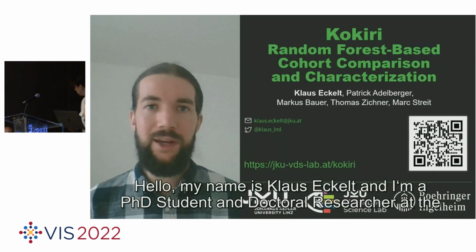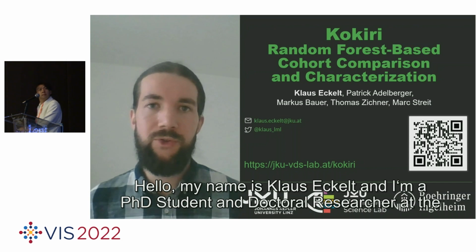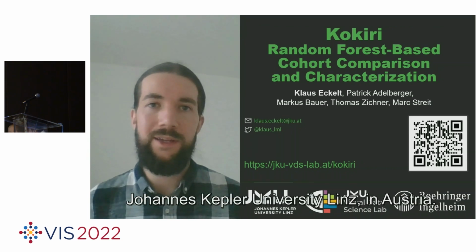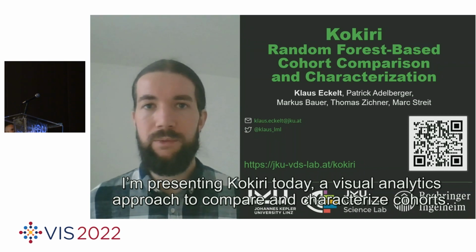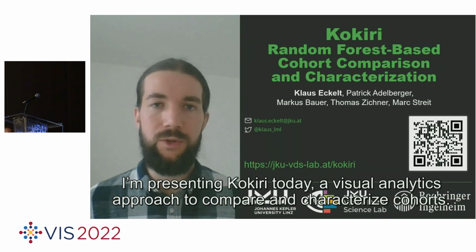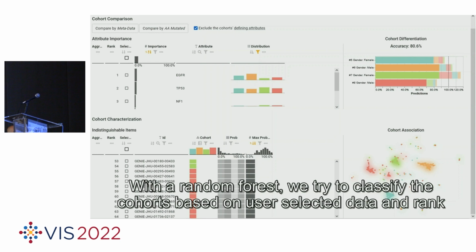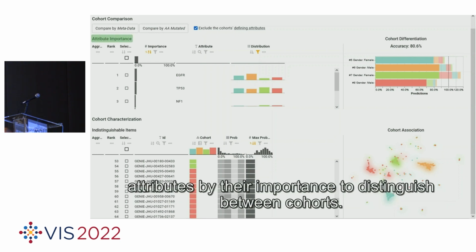Hello, my name is Klaus Eckelt and I'm a PhD student and doctoral researcher at the Johannes Kepler University in Linz in Austria. I'm presenting Kokiri today, a visual analytics approach to compare and characterize cohorts. With a random forest, we try to classify the cohorts based on user-selected data and rank attributes by their importance to distinguish between cohorts.